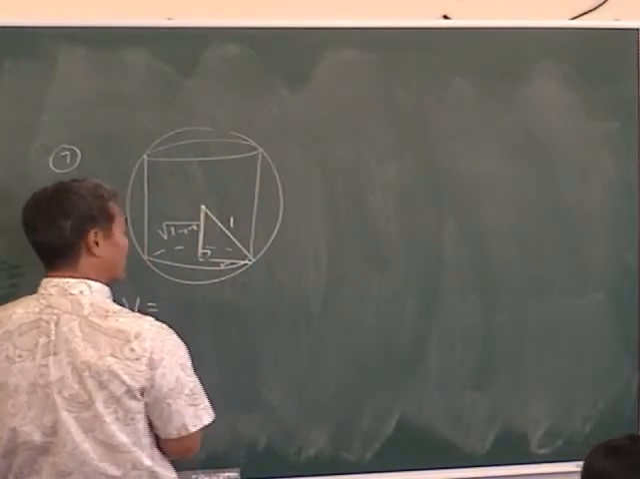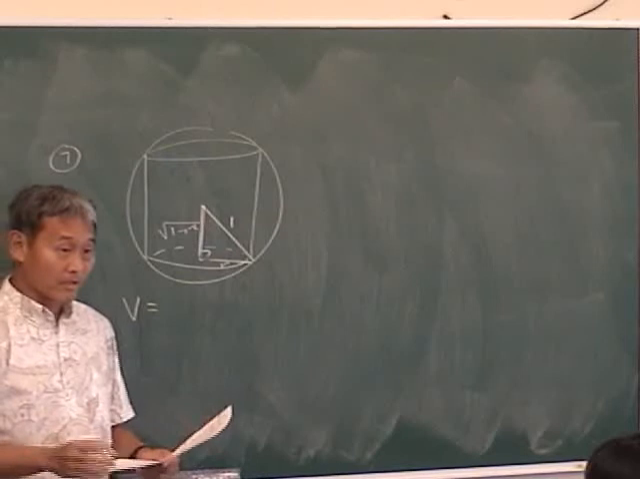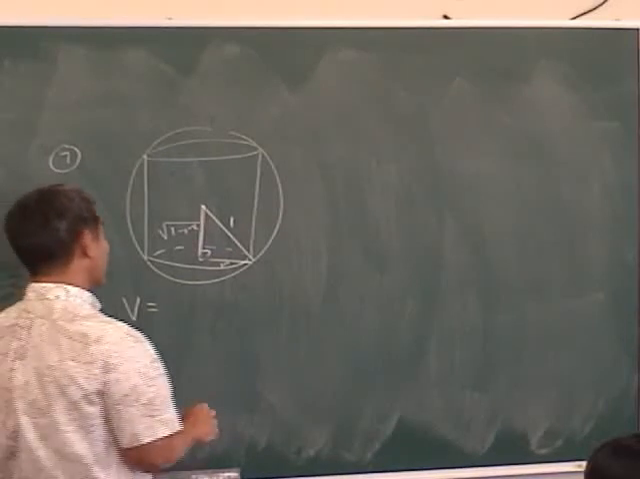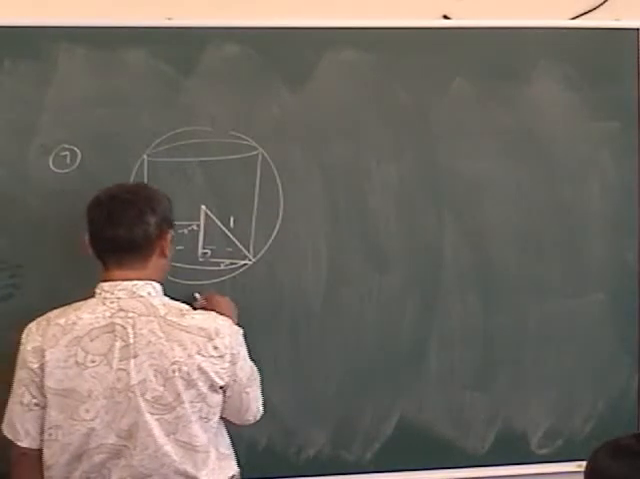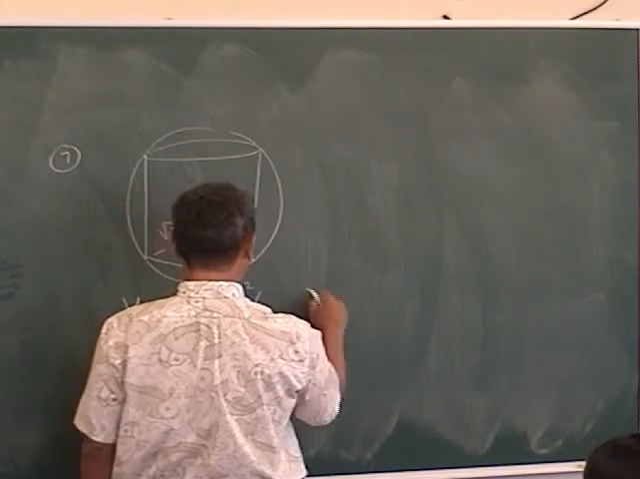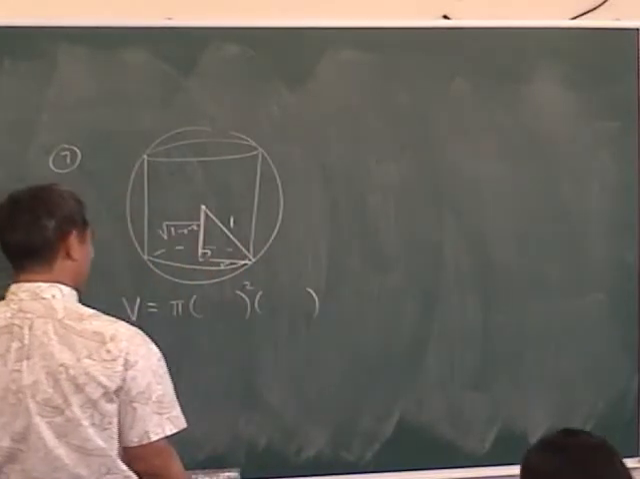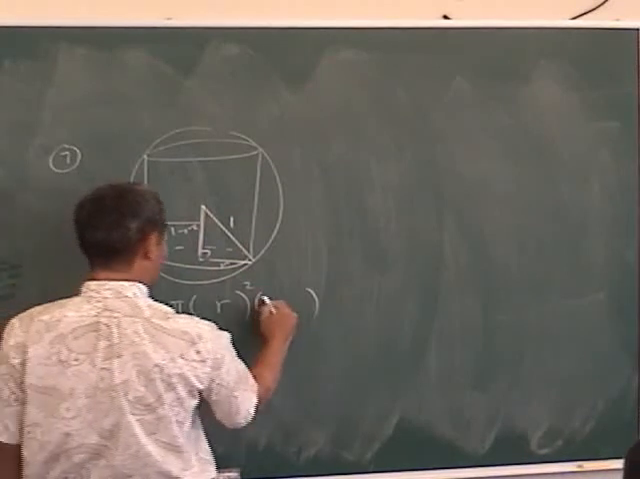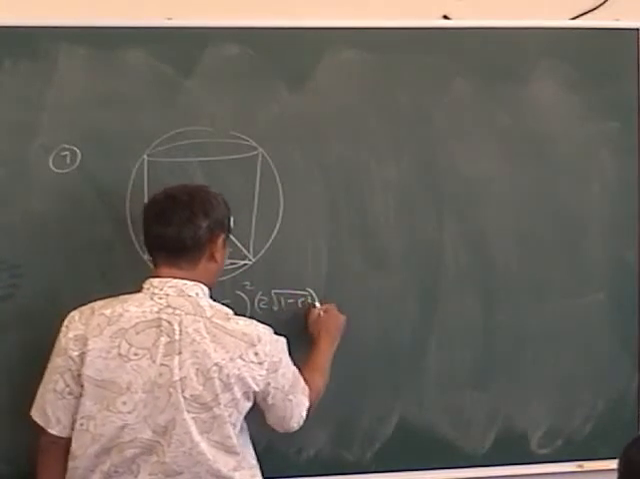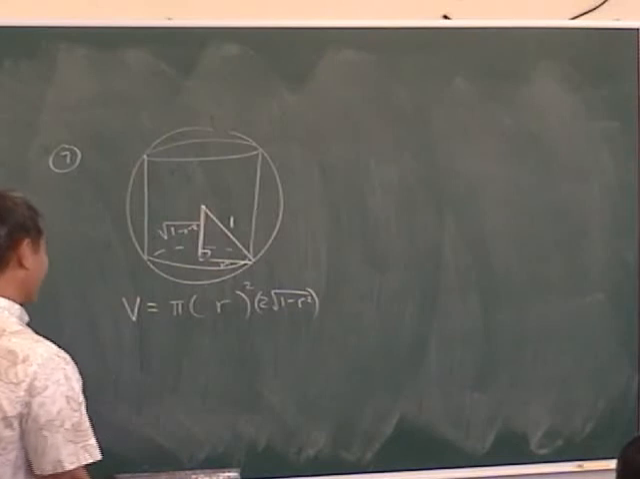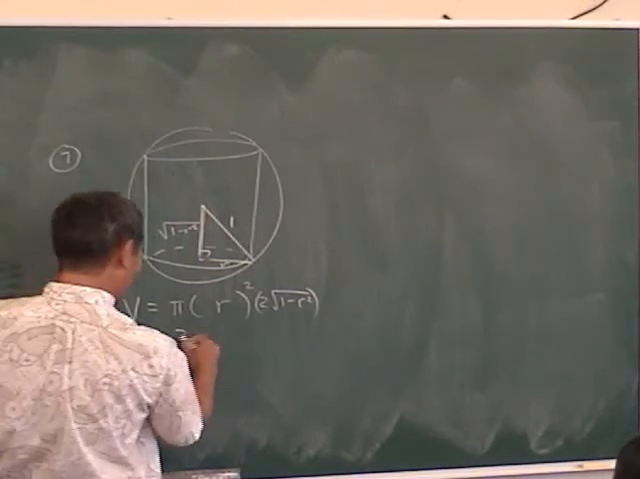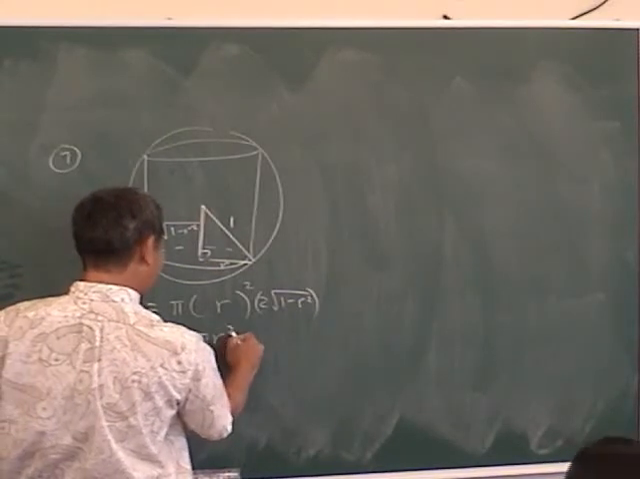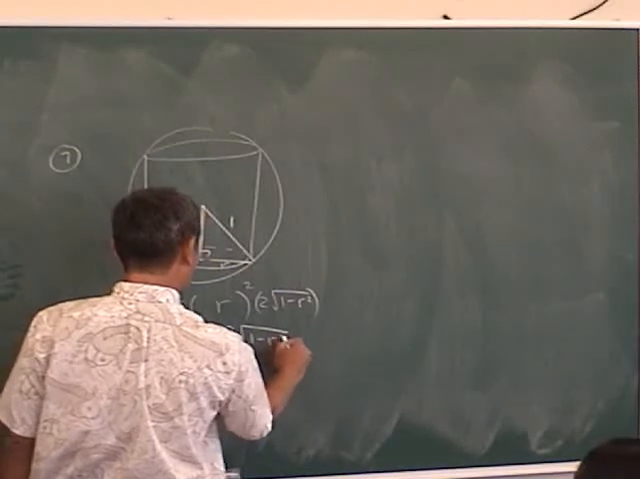Again, you guys gotta know all your formulas now. What's the formula for volume of a cylinder? Pi times the radius squared times the height. Look at this picture. What is the radius? r. And what's the height? 2 root 1 minus r squared. There you go. So let's simplify that: 2 pi r squared times root 1 minus r squared.